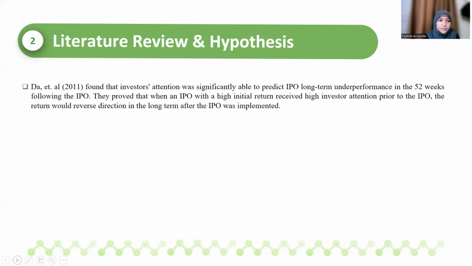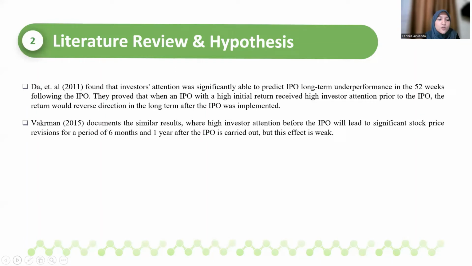Ga et al. 2011 also found that investor attention was significantly able to predict IPO long-term underperformance in the 52 weeks following the IPO. They proved that when an IPO with a high initial return received high investor attention prior to the IPO, the return would reverse direction in the long term after the IPO was implemented. Pockerman 2015 documents similar results, where high investor attention before the IPO will lead to significant stock price revision for a period of 6 months and 1 year after the IPO is carried out.